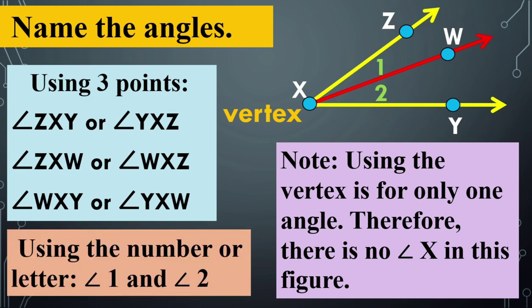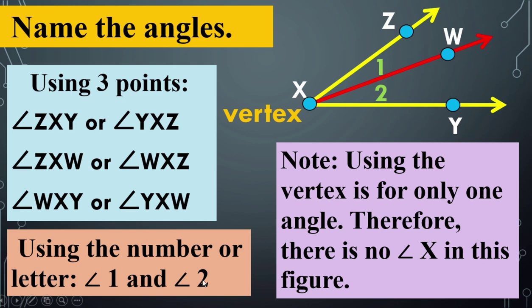Using the number or the letter. So, we can name it angle 1 and angle 2 for angle WXY. Alright, now, can we name the other angle as angle 3? I know nagtataka kayo bakit angle 1 and angle 2 lang, tatlo yung angles mo dyan. Pwede ba na, itong isa, yung pinakamalaking angle, angle 3 yan? No. We cannot assume that this figure, angle ZXY, is your angle 3 because that is not given. Alright? So, magbe-base lang po tayo kung ano yung binigay sa figure.